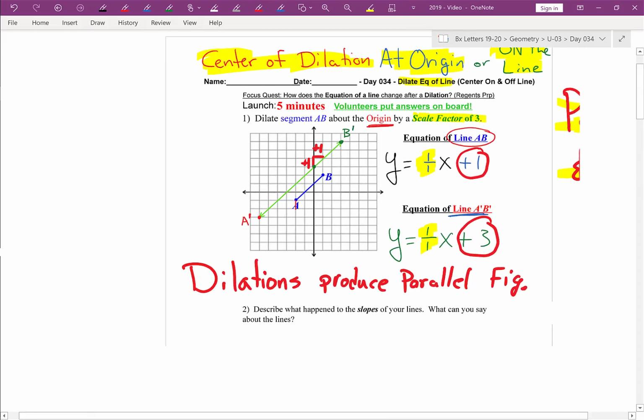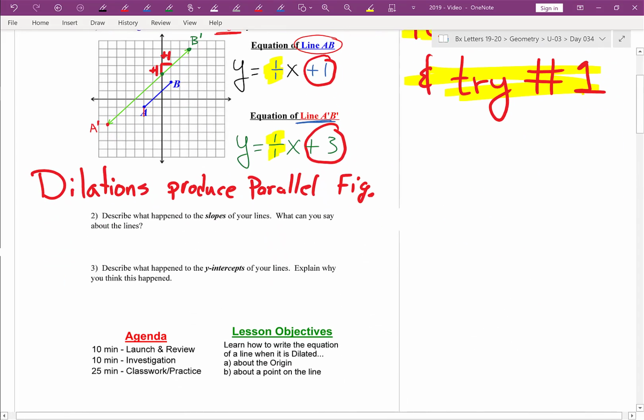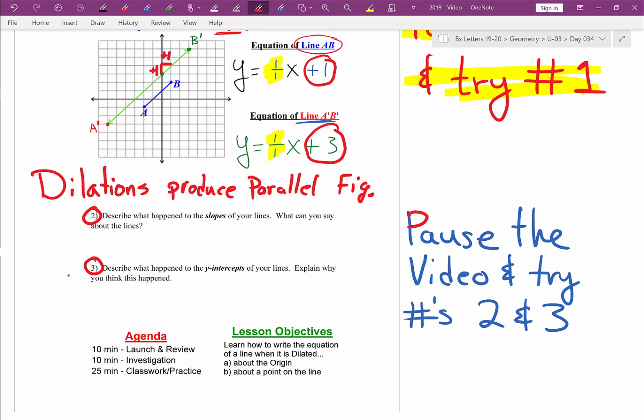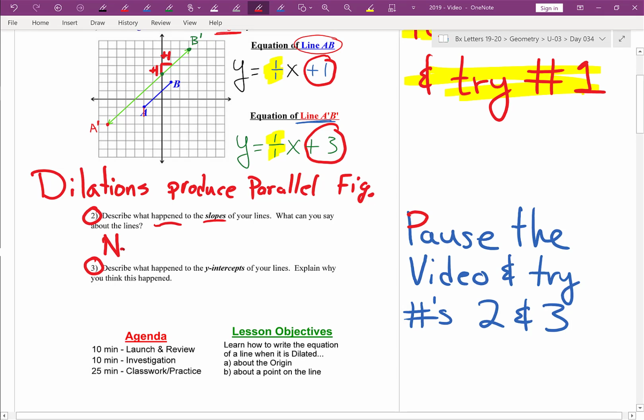And that brings us to our next case here. Pause the video and try out number 2 and number 3. Alright, so you should be back now. And you can talk about the slopes. What happened to the slopes? Nothing. Nothing happened to the slopes. Stayed the same.